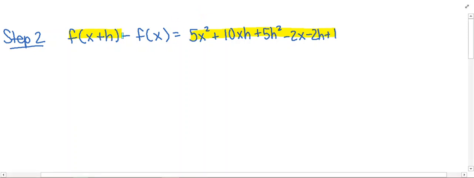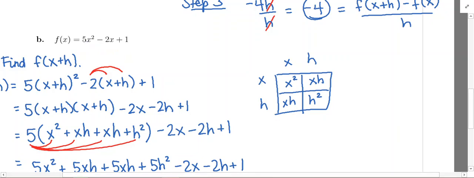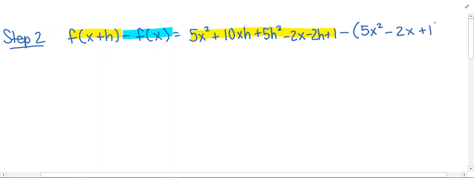Now we have to subtract f of x. f of x is the original function, so I'm going to put a minus sign. If you go back and look at the original function, it is 5x squared minus 2x plus 1. There are 3 terms here, so you're going to have to subtract this entire quantity. So you need to put the original function in parentheses here, so that you distribute the negative correctly. So the original function is 5x squared minus 2x plus 1. You absolutely have to put it in parentheses.